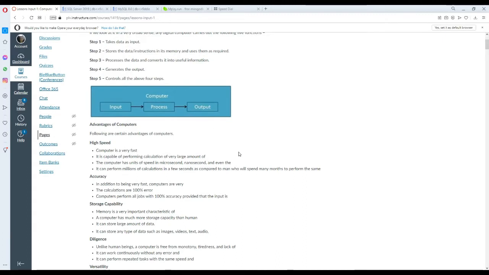So a computer can be your cell phone, your television, your calculator, or your abacus. It can be electronic, it can be manual, it can be advanced, it can be simple. Even a microwave, a toaster, or a rice cooker can be considered a computer.